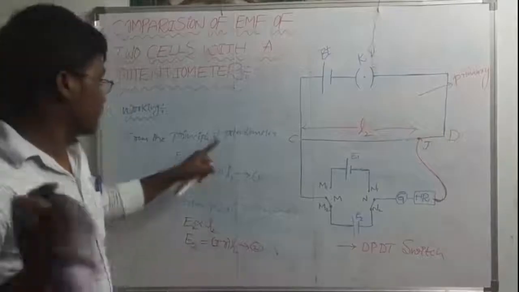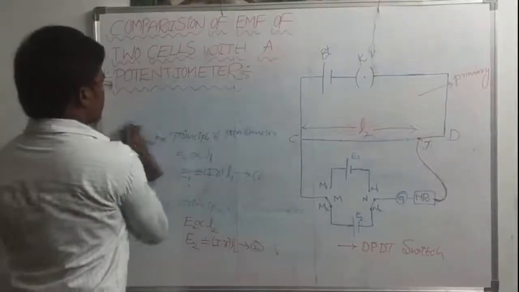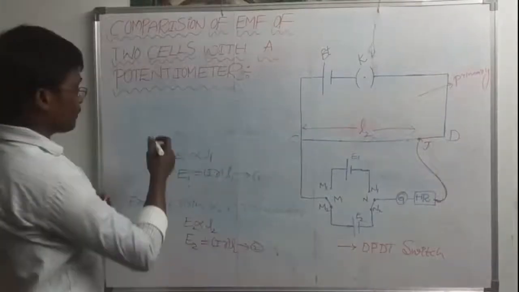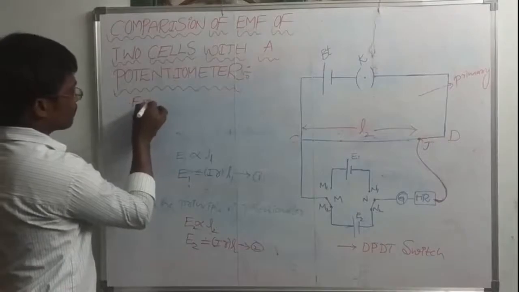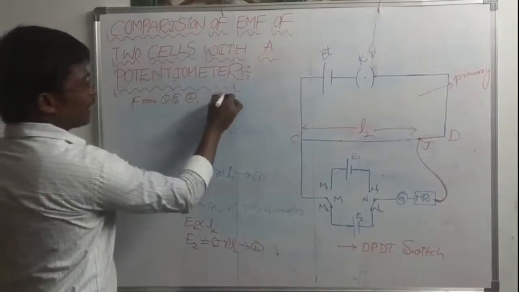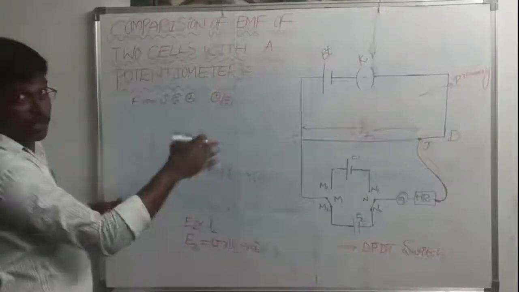So this is equation 1 and this is equation 2. Now, from equations 1 and 2, I am writing 1 divided by 2, based on the two equations.